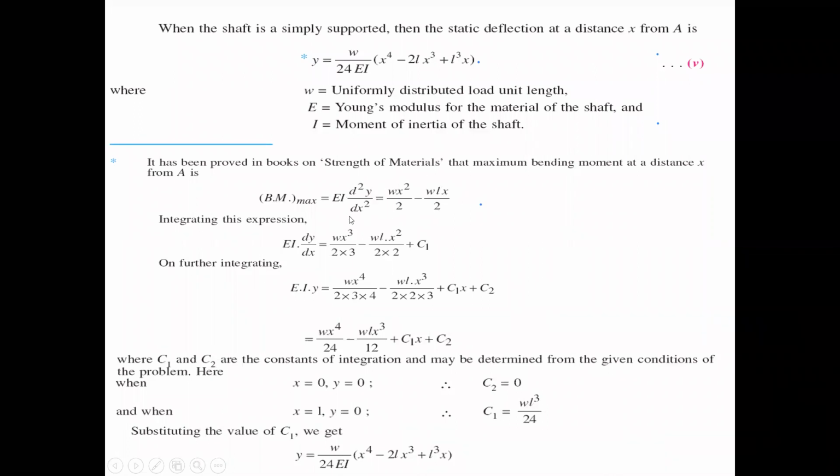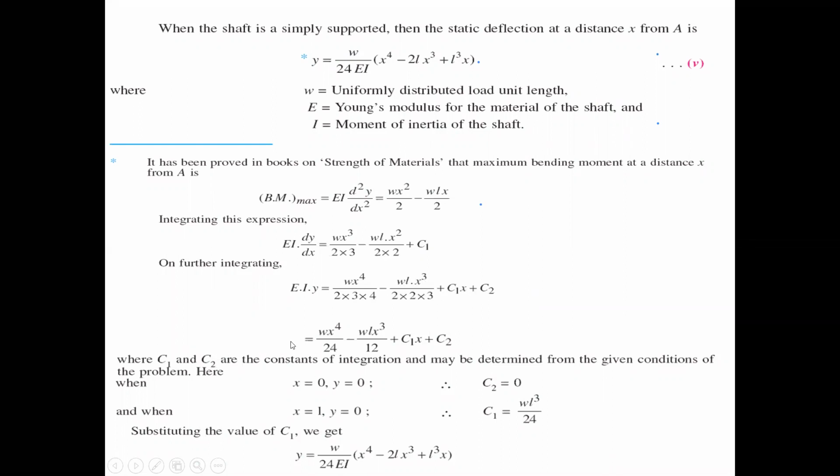So we may also find y. Integrating the term, since d square y by dx square is there, we get EI dy by dx equals w x cube by 2 into 3 minus w l x square by 2 into 2 plus c1. Integrating again, EI y equals w x power 4 by 2 into 3 into 4 minus w l into x cube by 2 into 2 into 3 plus c1 x plus c2.